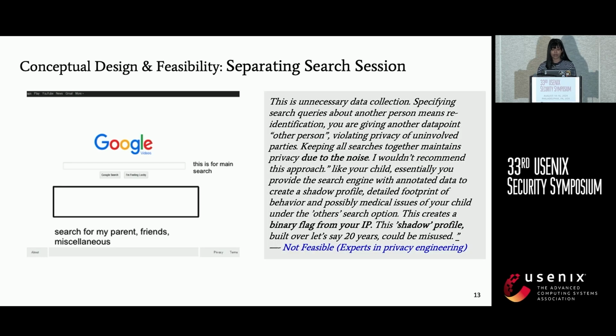So experts found this idea impractical. They argued that unless the search engine guarantees no data collection from the other search option, it would not serve the purpose. Instead, it might store more labeled data, which will be for their families, and create shadow profiles for non-internet users, like their children. What they suggest is that keeping all the searches together maintains a certain level of privacy due to the noise.